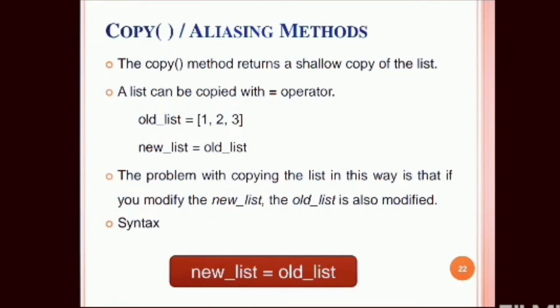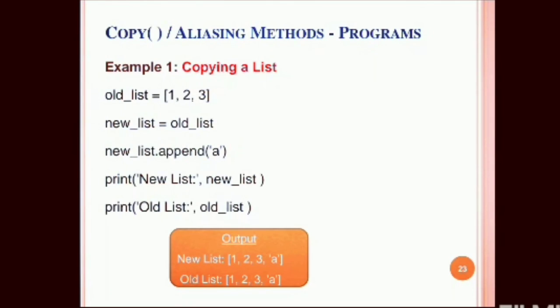A list B copied using the equals operator. Old list equals 1, 2, 3. New list equals old list. The problem with copying the list this way is that if you modify the new list, the old list is also modified. Syntax: new list = old list. Copy method programs: example 1 showing copying a list.